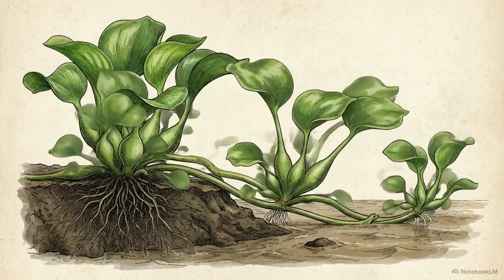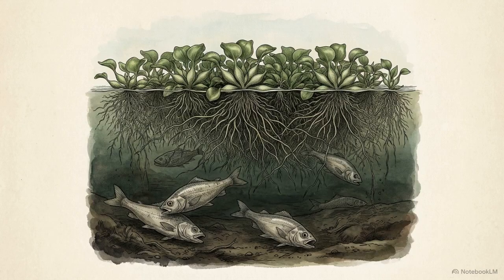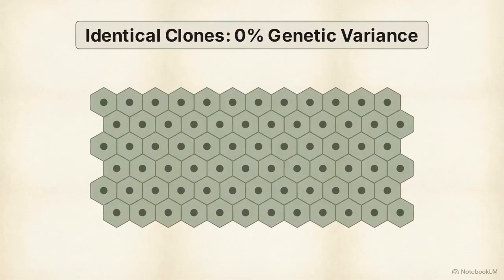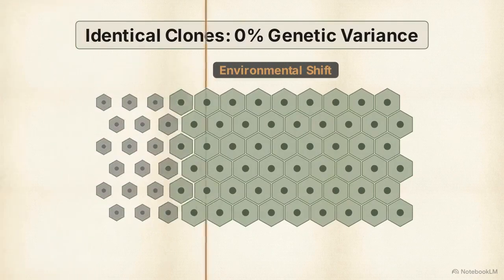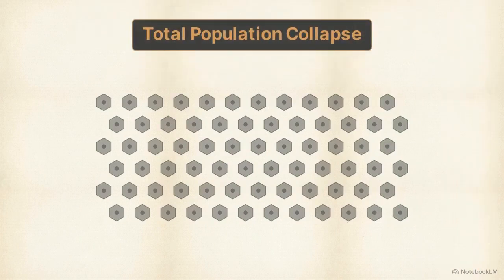The water hyacinth earned the title Terror of Bengal precisely because its rapid vegetative propagation allows it to quickly choke out standing water bodies, draining the oxygen and killing off the fish. While asexual cloning is an unrivaled method for rapid colonization, it creates a fatal flaw. The complete lack of genetic variance leaves the entire population structurally vulnerable to a single new disease or environmental shift.